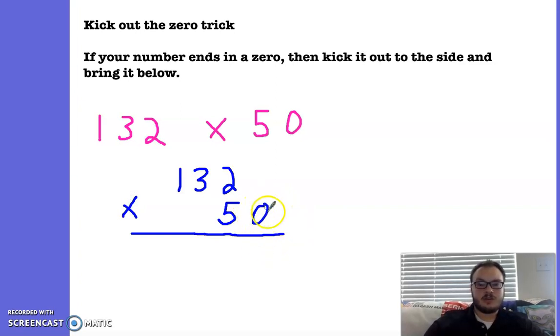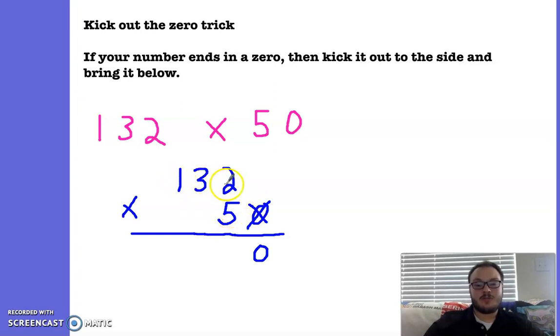So I'm going to actually, after I've kicked it out over here, bring it straight down. Then I like to cross it out. So then we are actually done with the 0. So for standard algorithm then, I can just actually move through and do 132 times 5. And again, this works in any number that ends in zeros and with however many zeros there are. If there's 2 zeros, I would just kick both of them out. But this is what we're doing for the 1 0 that we have.